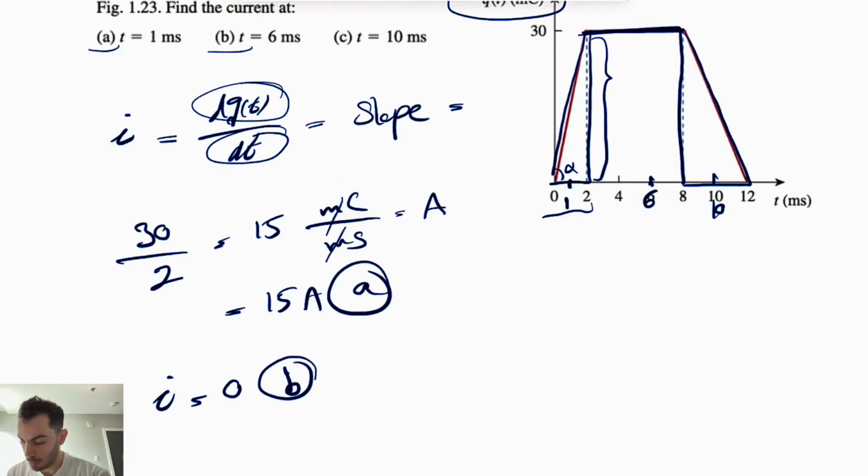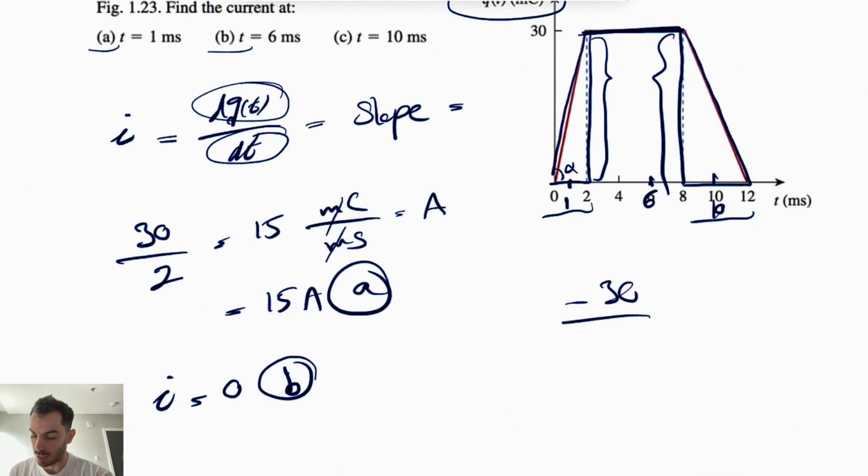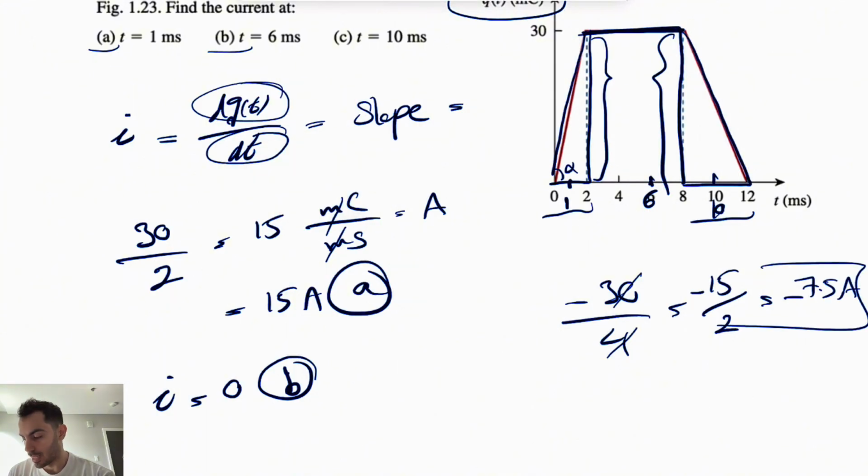For the C part, first of all, our slope is negative because it's going the opposite way. To find it, basically, we're going to have negative 30 over, again, the base, which is 12 minus 8 or 4, which is going to be minus 15 divided by 2 if we divide each by 2. This is going to be minus 7.5, same unit amp. And that's going to be the answer for the C part of the question.